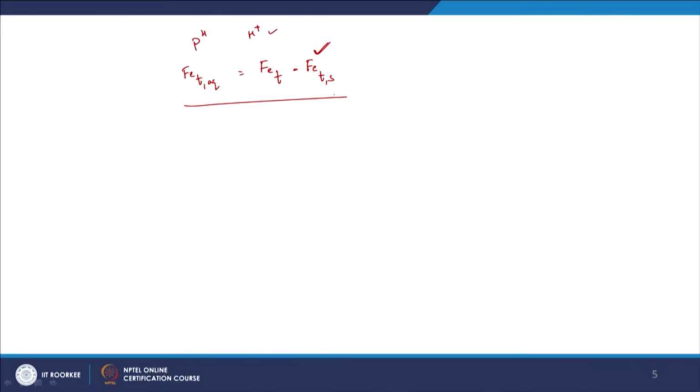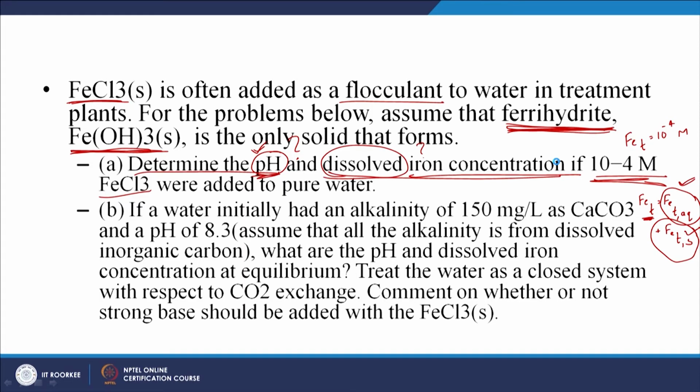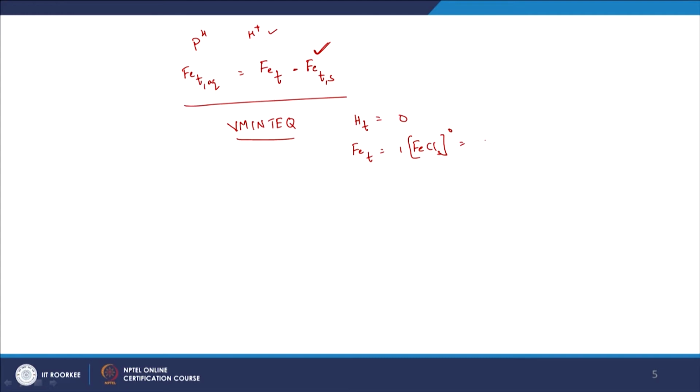But now let us see how to set it up in VMinTeq. What are the aspects that we need to look for? I need to give the total component concentrations. If you remember, H total is equal to 0, and Fe total was equal to 1 times FeCl3 naught, which is 10 power minus 4 molar. And Cl total is equal to 3 times FeCl3 naught, which is 3 into 10 power minus 4 molar.